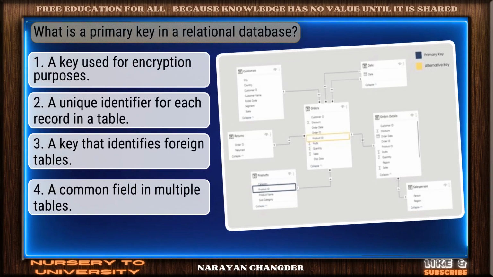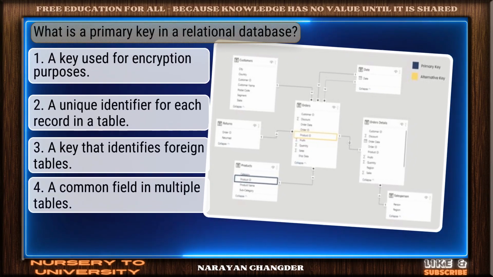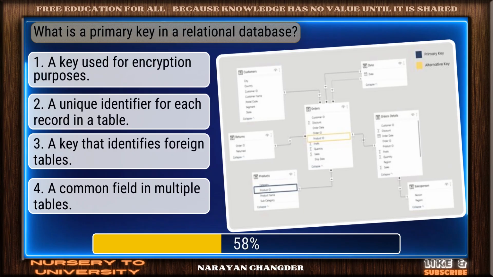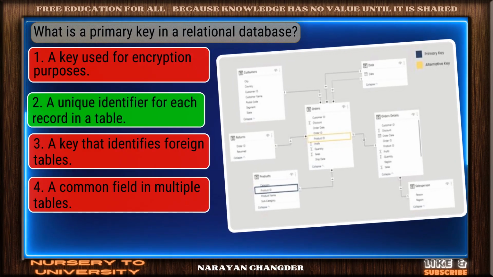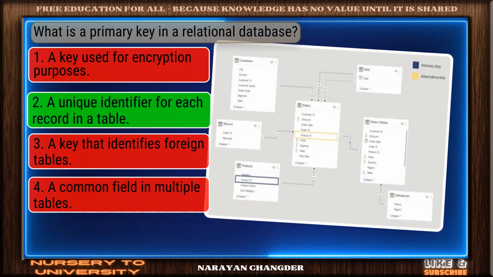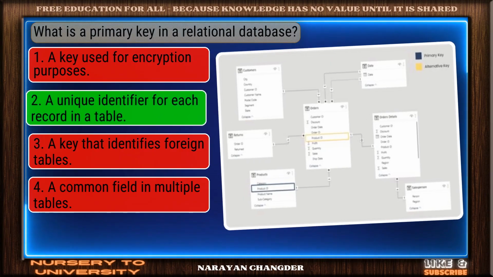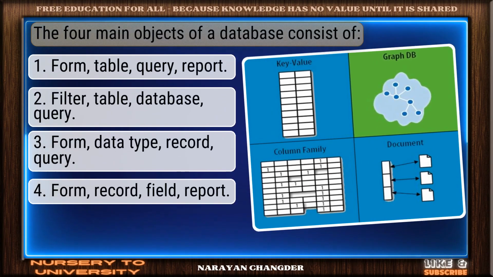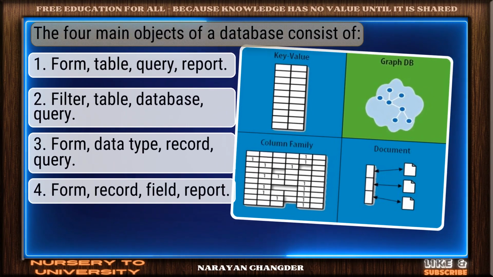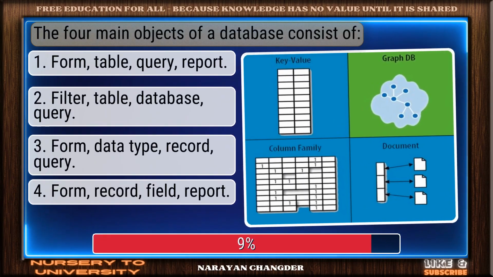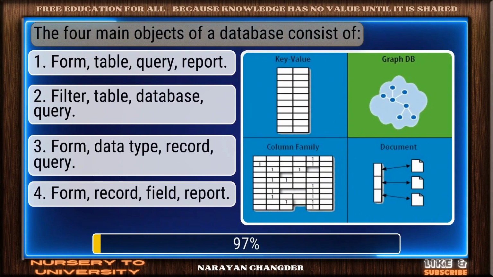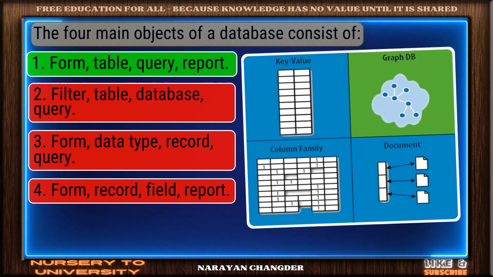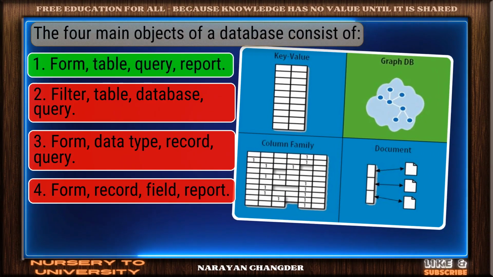Question number 1. What is a primary key in a relational database? Smart move. A unique identifier for each record in a table is an accurate answer. Question number 2. The 4 main objects of a database consist of. Well-reasoned. Form, table, query, report is the correct choice.